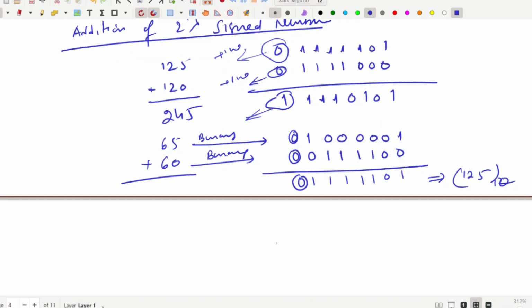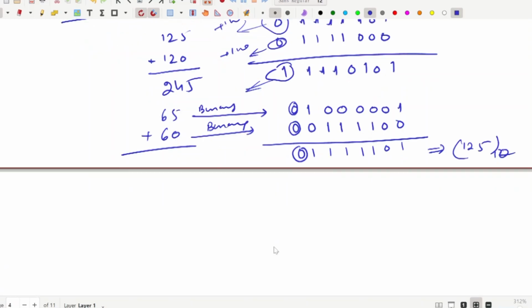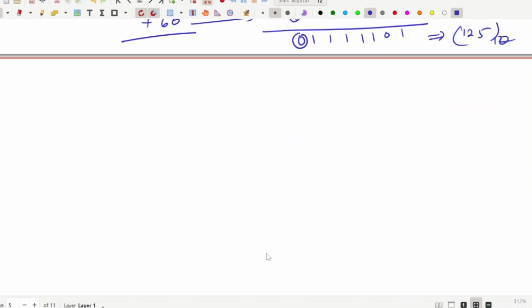Let us discuss how we perform the second case, when the subtrahend is less than the minuend. Let us take an example. Suppose the first number is 125 in decimal and the second number, which we subtract, is 65.